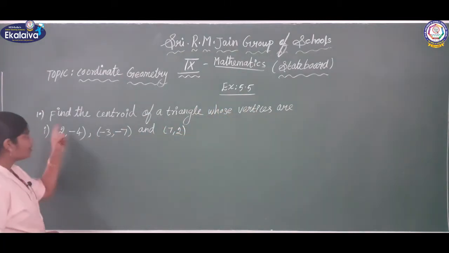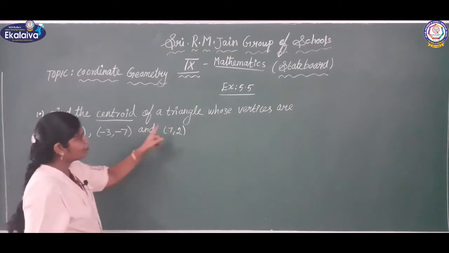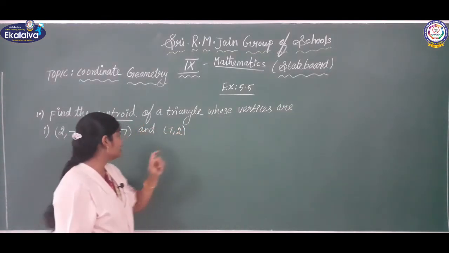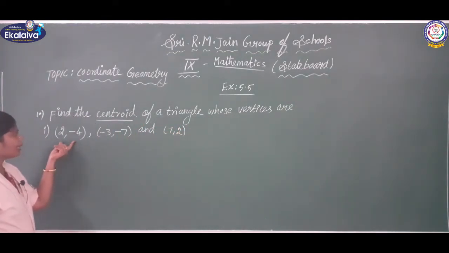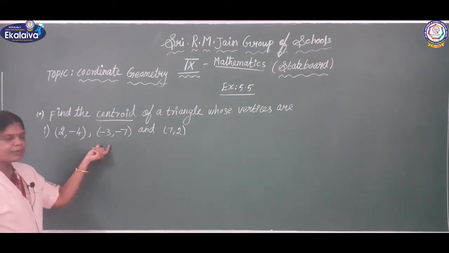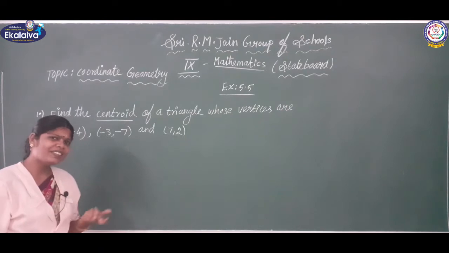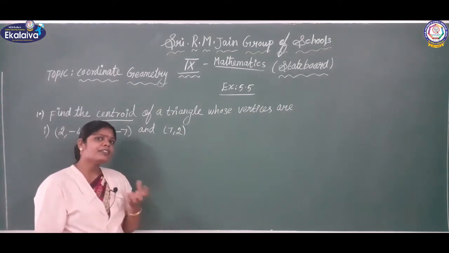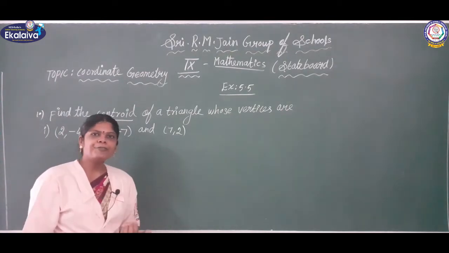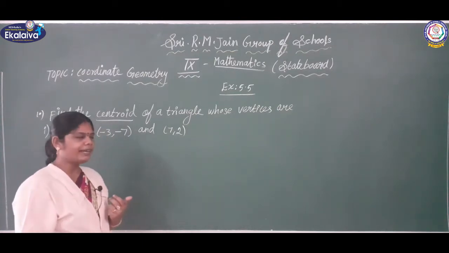First question. Find the centroid of a triangle whose vertices are (2, -4), (-3, -7) and (7, 2). What is given in the question, children? The vertices of a triangle are given. We need to find out the centroid of the triangle.